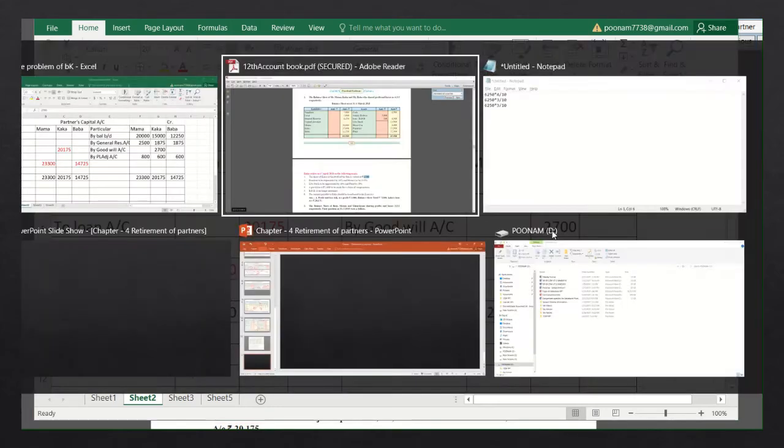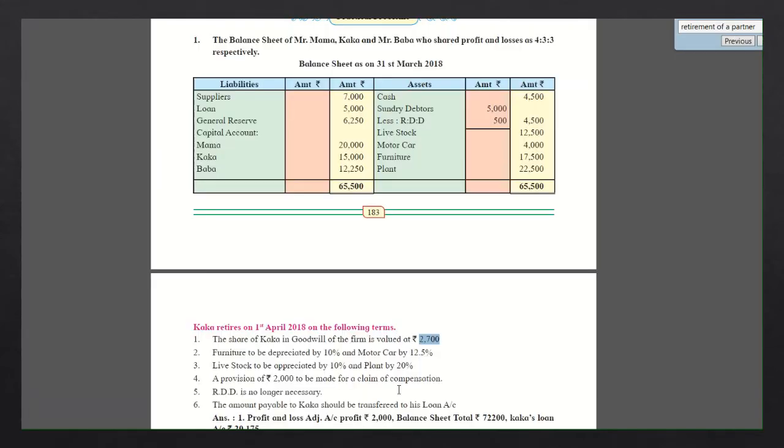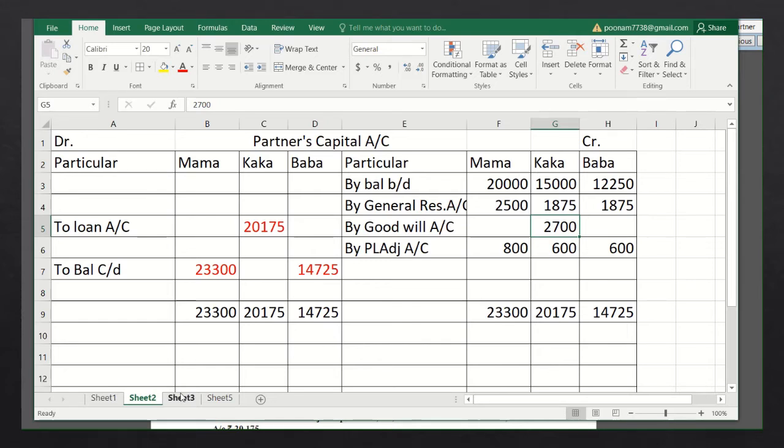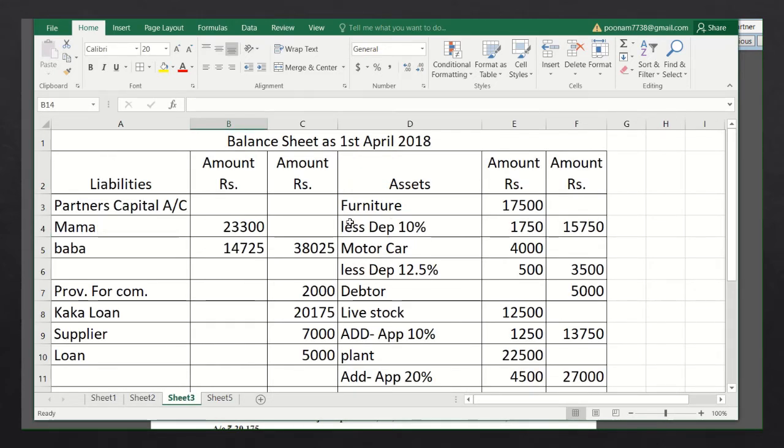After that, what adjustment can you see? Yes, furniture is to be depreciated by 10% and motor car. So let's see what is the amount of furniture. The amount of furniture is 17,500 and motor car is 4,000. So let's write that in the balance sheet. At the same time we will deduct the depreciation as well. So furniture amount is 17,500, motor car amount is 4,000. So 10% depreciation we will deduct, and the outer column will be 15,750, and less depreciation on motor car 12.5%, it will be 500, and the outer column 3,500.